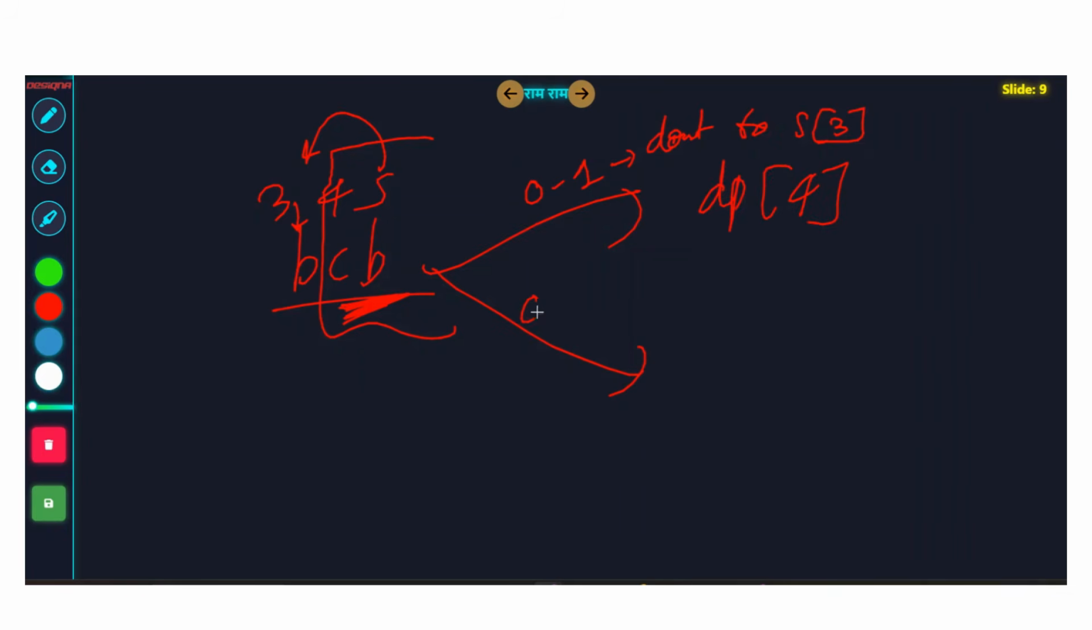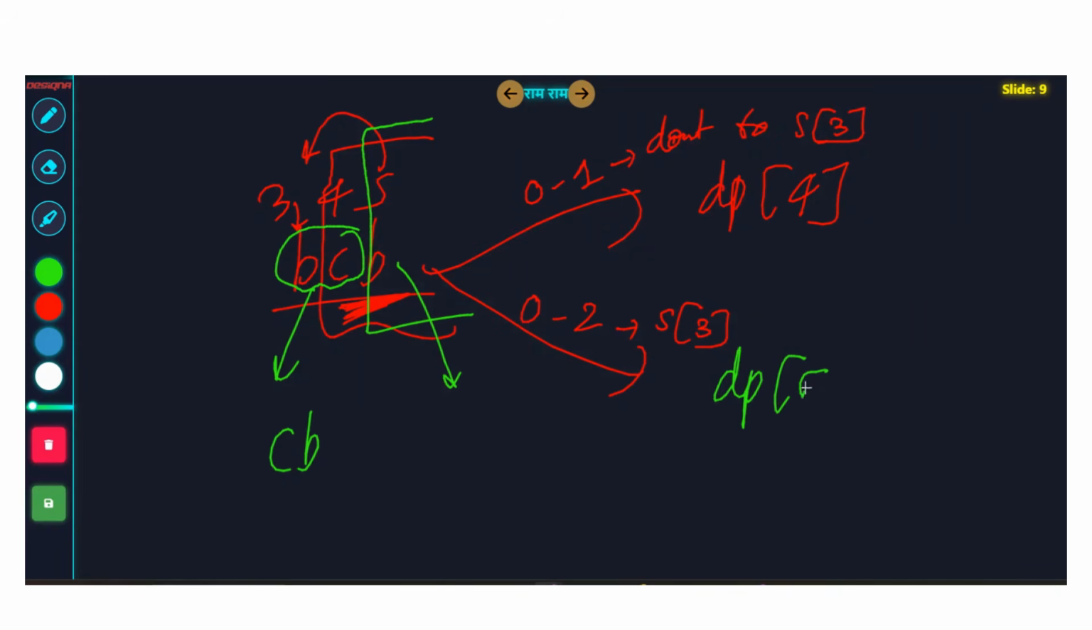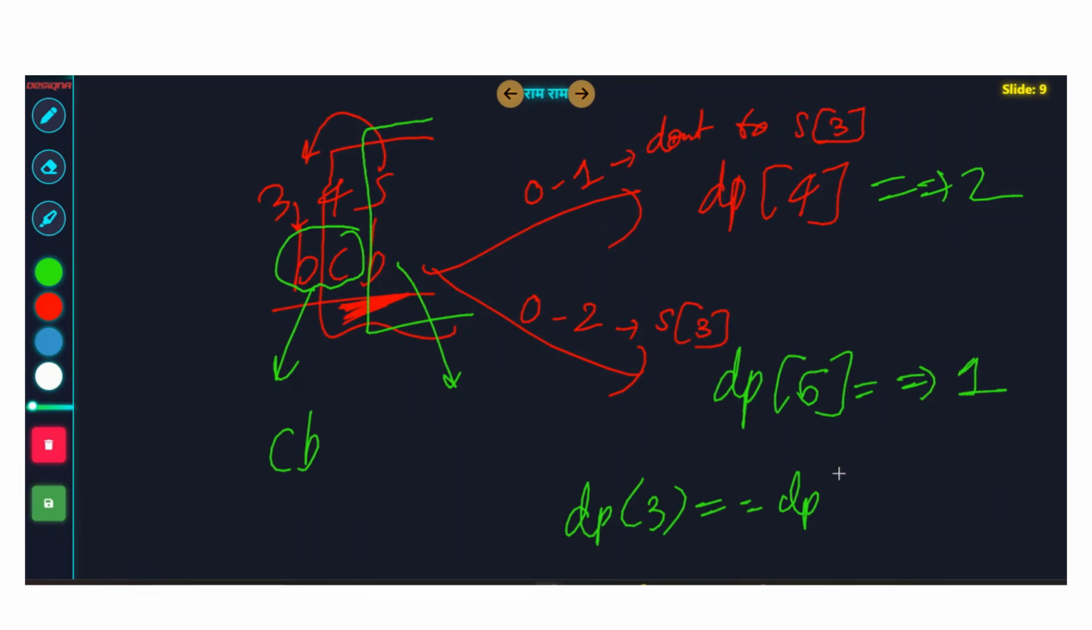But then guys, option 2 is you do touch B and you do try to swap it. So if you try to swap it with the next character, assuming that they are not equal, BC will turn to CB. Now you want to know how many variations can be created for this part, which is DP of 5. So what is DP of 4? DP of 4 is 2. DP of 5 is 1. So DP of 3 is DP of 4 plus DP of 5, which is 2 plus 1, which is 3.